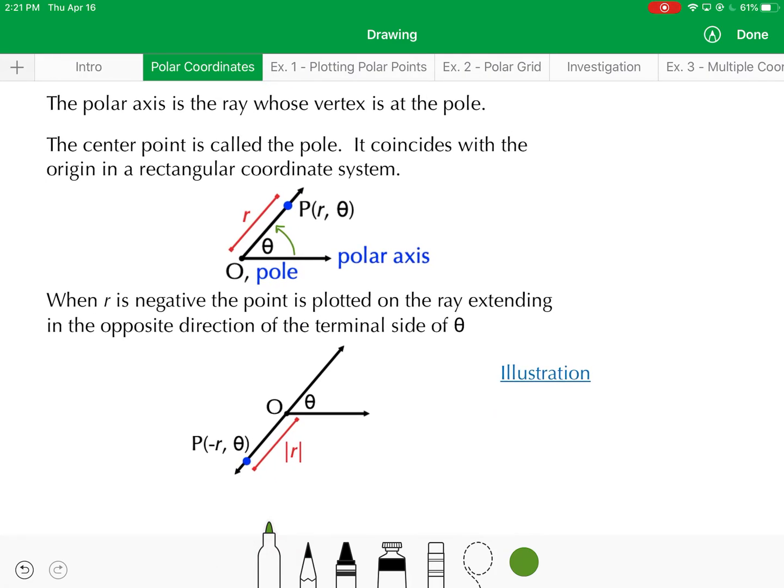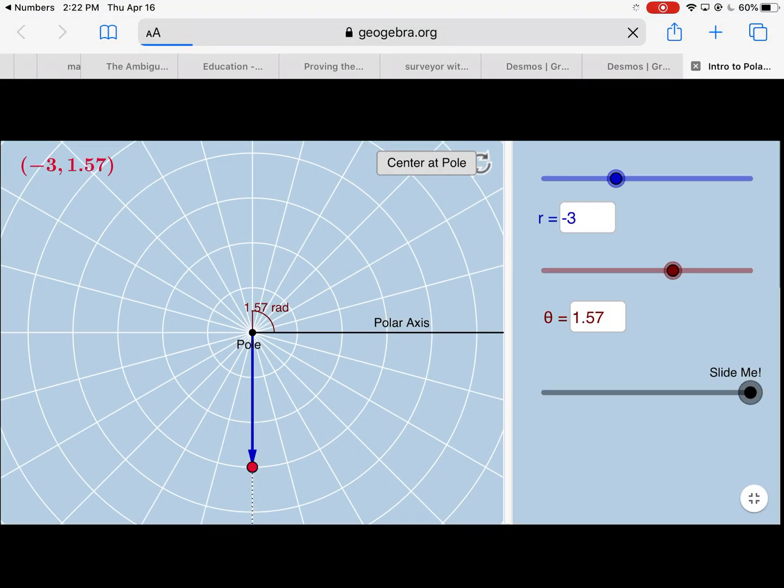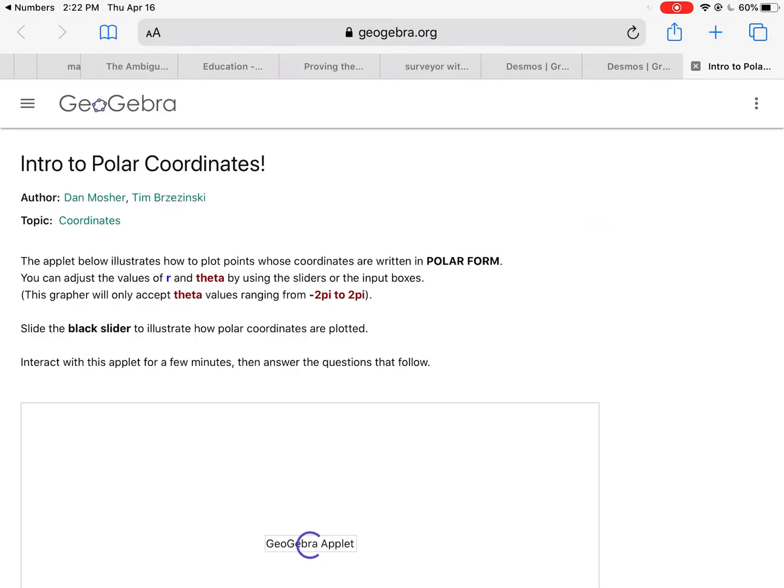Notice below here, if the r value is negative, then the point is plotted on the ray that is extending in the opposite direction of the terminal side of theta. Okay, so if I'm trying to plot the point (-r, theta), I start on that polar axis, I rotate theta units. That takes me to a terminal ray, but instead of plotting the point on that terminal ray, I extend it in the opposite direction and count r units that way. Okay, so let me give you some illustrations to go along with this, kind of help drive this home.